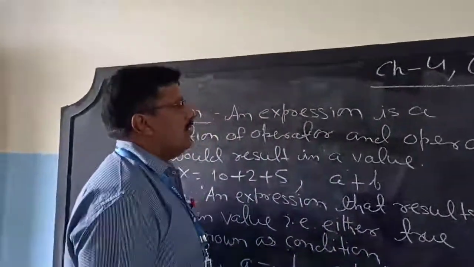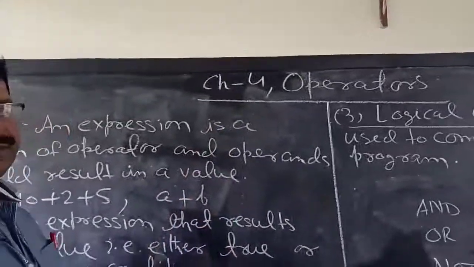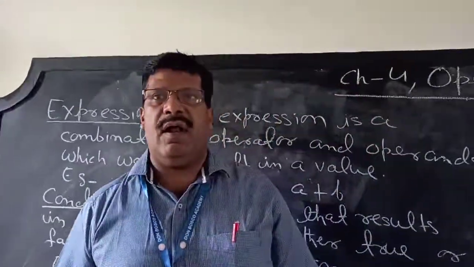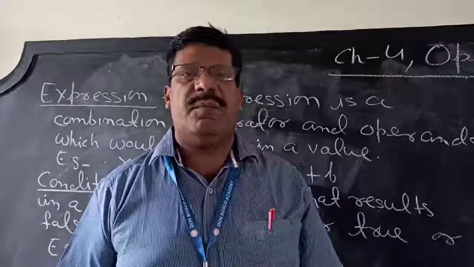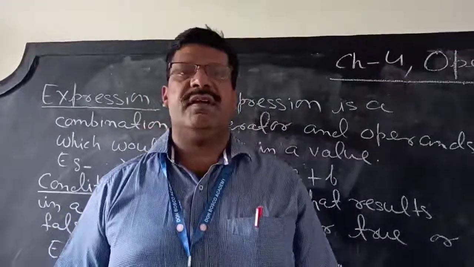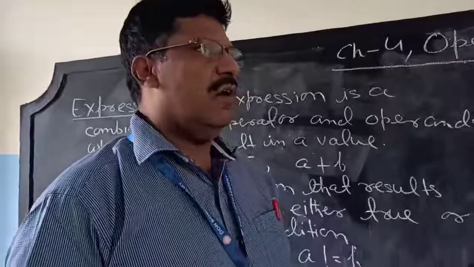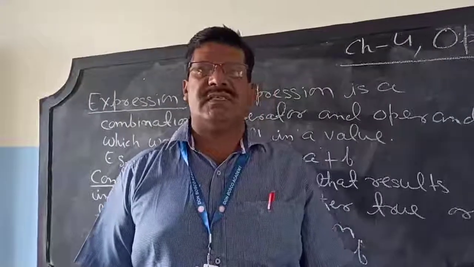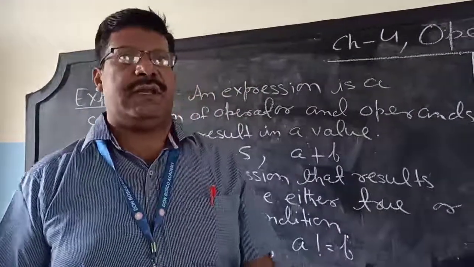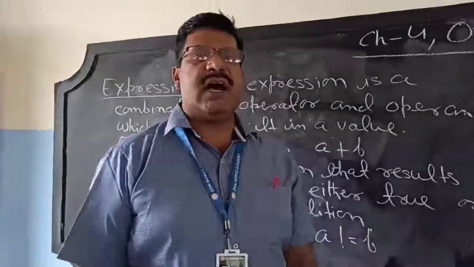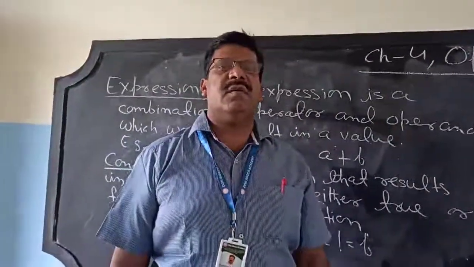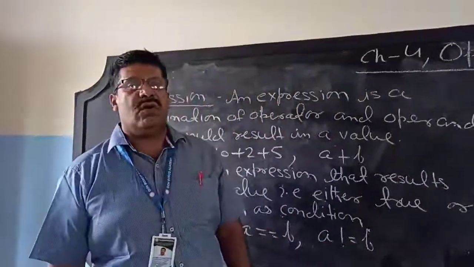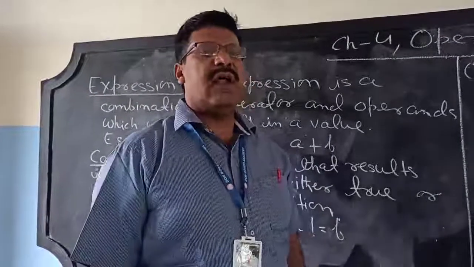Now we are in chapter 4, operators. In chapter 4, what are the things we have learned? We have learned what are the operators, what are the operands, what is the arithmetic operator and what is the relational operator. All these things we have already discussed. Arithmetic operators are plus sign, minus sign, asterisk, slash and modulus operator. And relational operators are greater than sign, less than sign, double equal to, greater than equal to, less than equal to and not equal to. Okay, so all these things we have already learned.